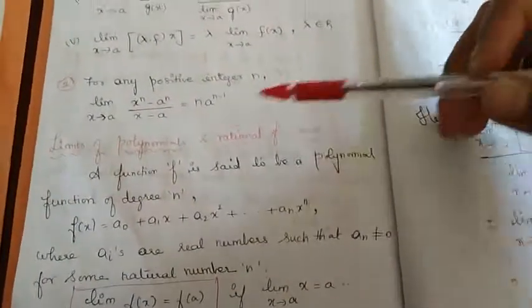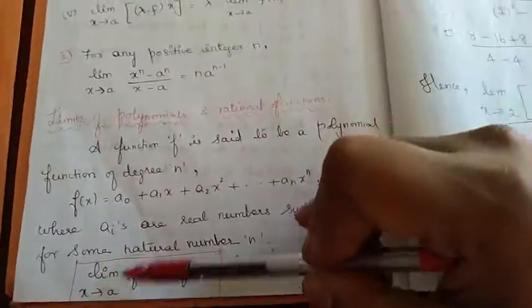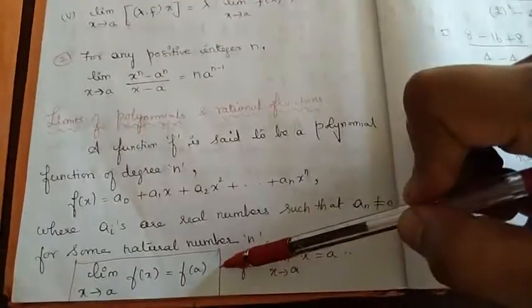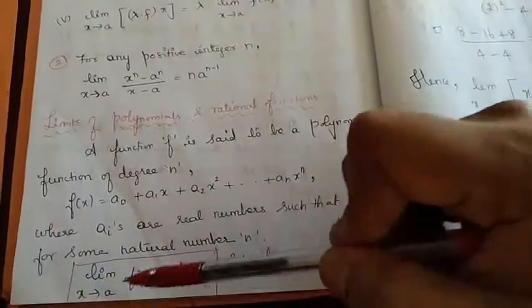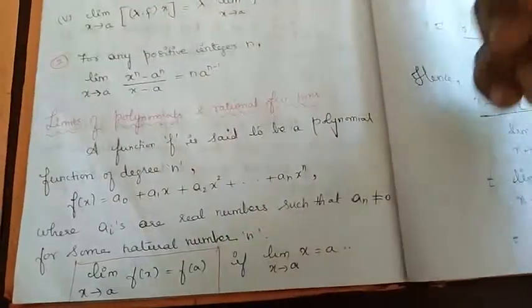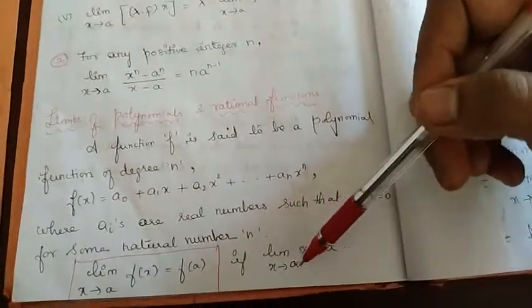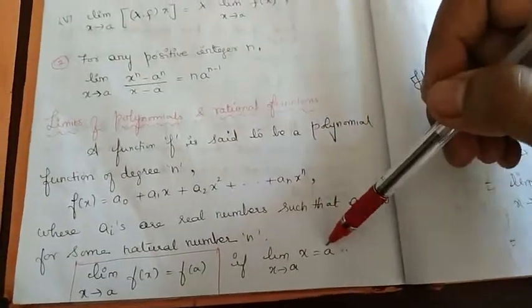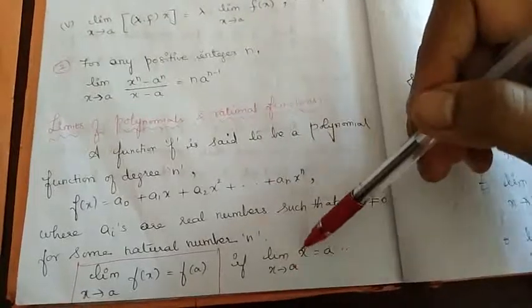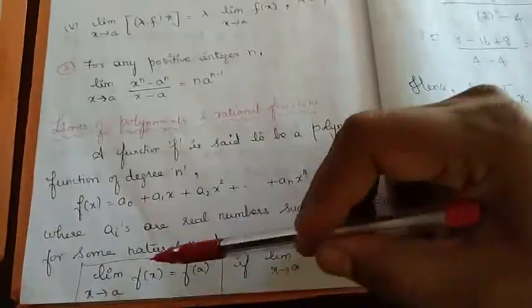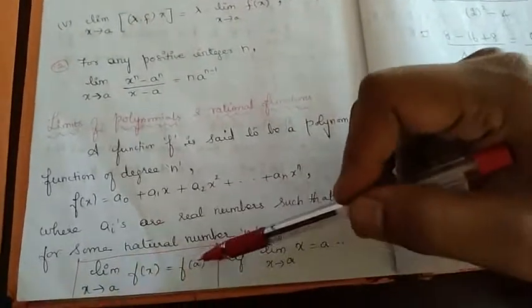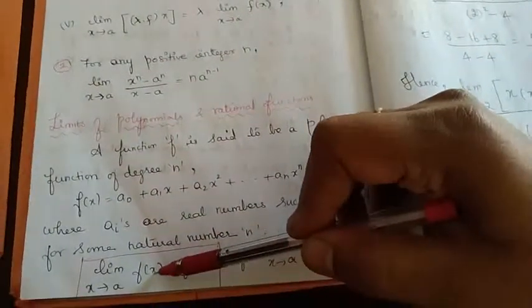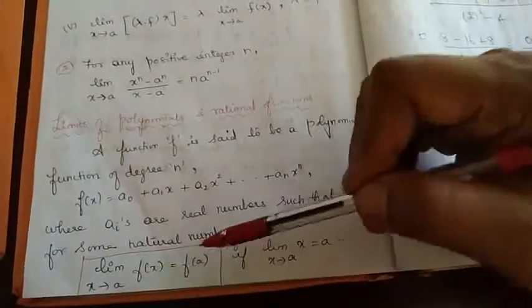Then we have seen this result. What is this? Limits of a polynomial. Limit x tends to a, f of x is equal to f of a. When x tends to a, limit x tends to a, f of x will be equal to f of a, if limit x tends to a, x is equal to a. It is like substituting the value of that a in the polynomial when x tends to a.